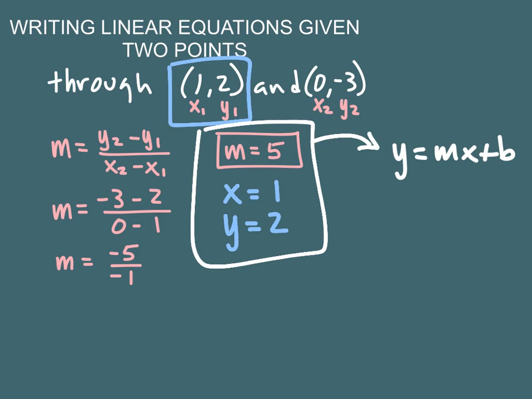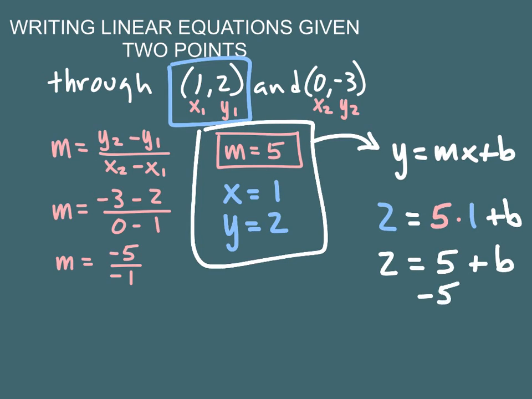So instead of writing y, I'm going to write 2, and that's going to be equal to our slope of 5 times the x value of 1, and then plus b. And so 5 times 1 gives us 5. Let's solve that for b. So 2 is equal to 5 plus b. Let's subtract 5 from each side, and we end up getting that -3 is equal to b.